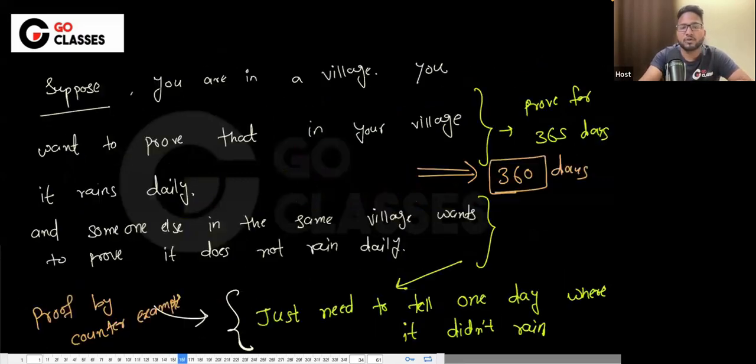Similarly, in this case, if you want to prove something for all the days, you can't just do it casually. You have to give 365 examples. But if you want to disprove it for just one day, then just one counterexample is enough.